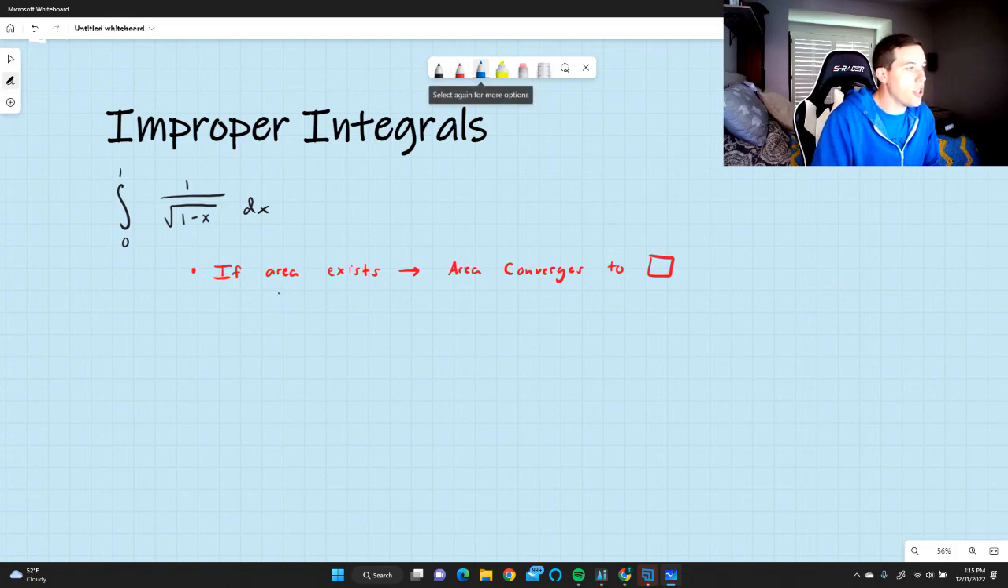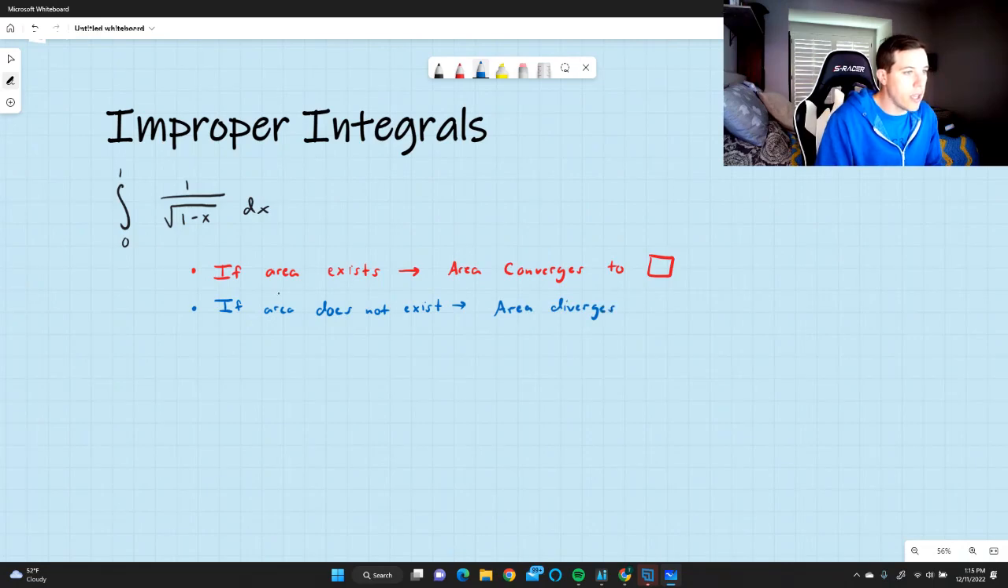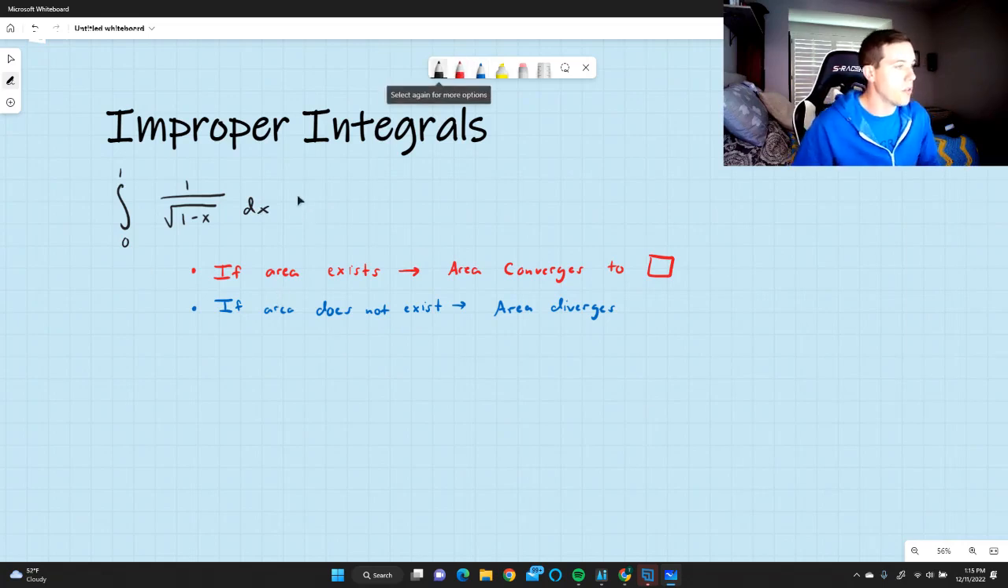But if we do the calculation and it turns out the area doesn't exist, which is going to happen sometimes, as we will see, if the area does not exist, then the other phrase we will start to use for when these things do not exist is we say that the area diverges. And in both cases, we'd say the integral converges or the integral diverges. So we're trying to figure out if this integral converges to a value or if this integral diverges.